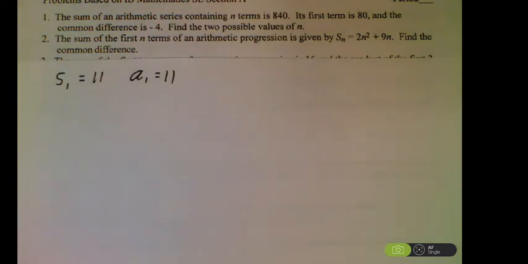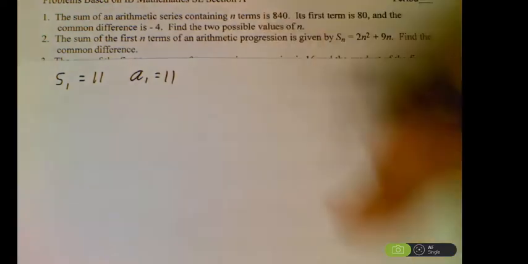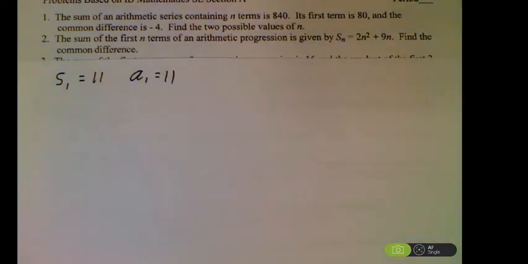So by the way, sometimes we put a of 1, sometimes you put u of 1. Doesn't really matter, it means the same thing. So first term is 11 because simply the sum of the first term is 11. There's only one term there, so both of those would have to be the same thing.